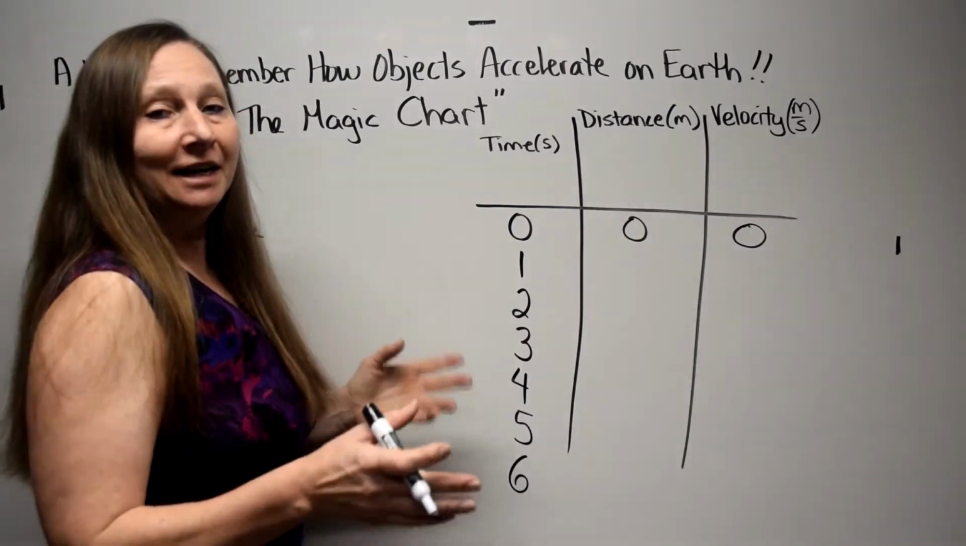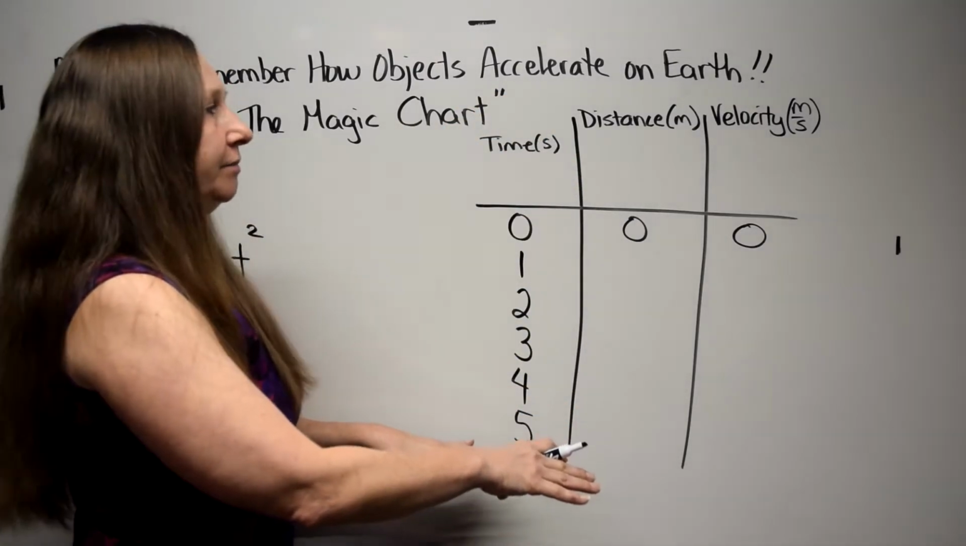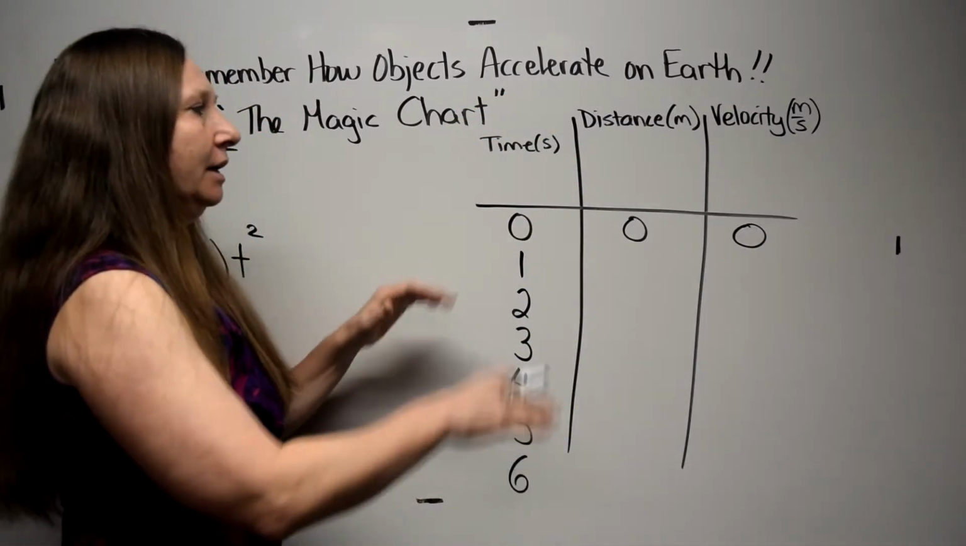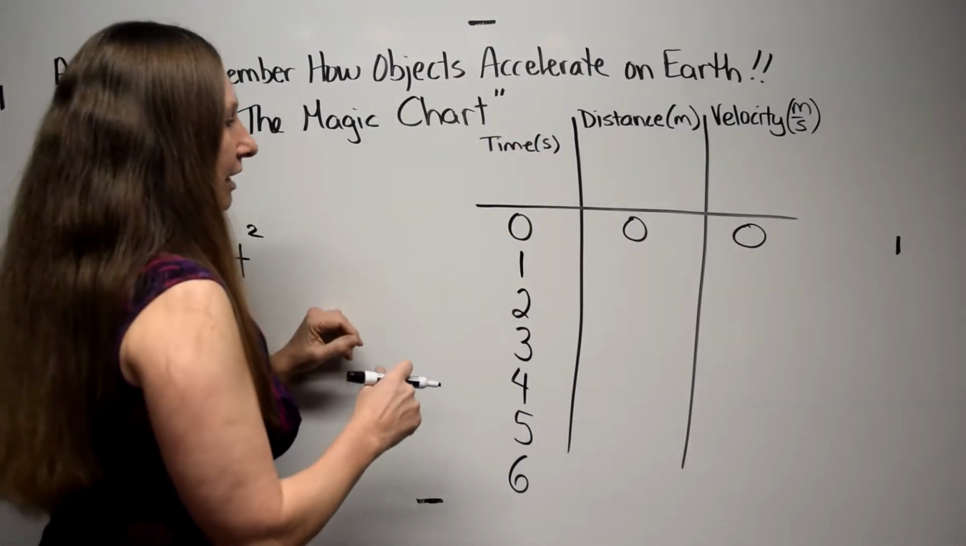It can be a mouse, an elephant, a marble, or a bowling ball. They're going to fall at the same rate. They're going to hit the ground at the same time. They will have the same velocities at the same times after they were released.